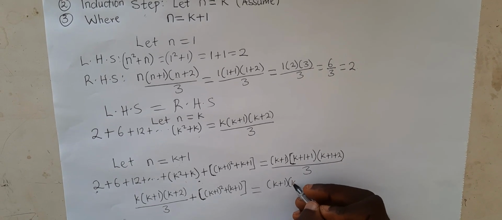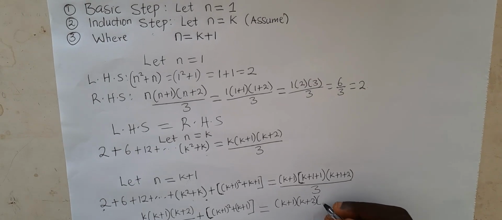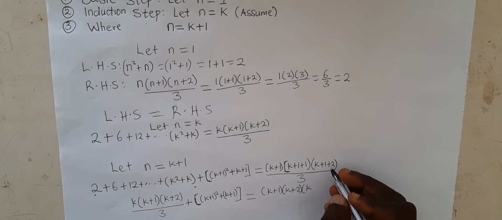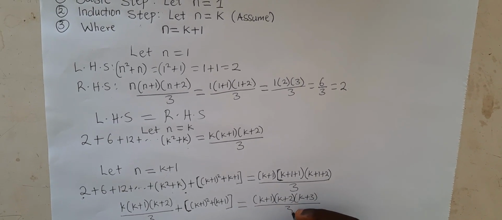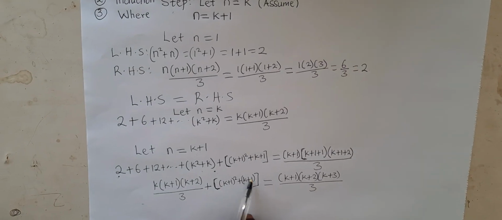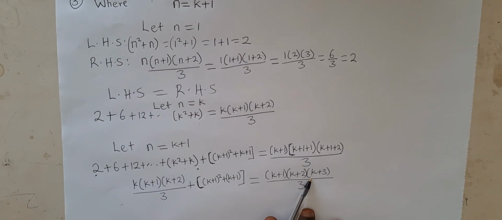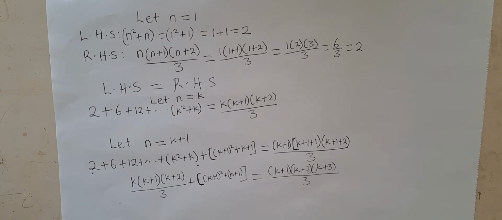Now we have k, 1 plus 1 will give me what? Plus 2, plus k, 1 plus 3, 1 plus 2. 1 plus 2 will give me what? Plus 3. Everything all over what? All over 3. Now, I want to prove this left hand side to be equal to this right hand side. So I will need to bring out my left hand side out here and prove it.